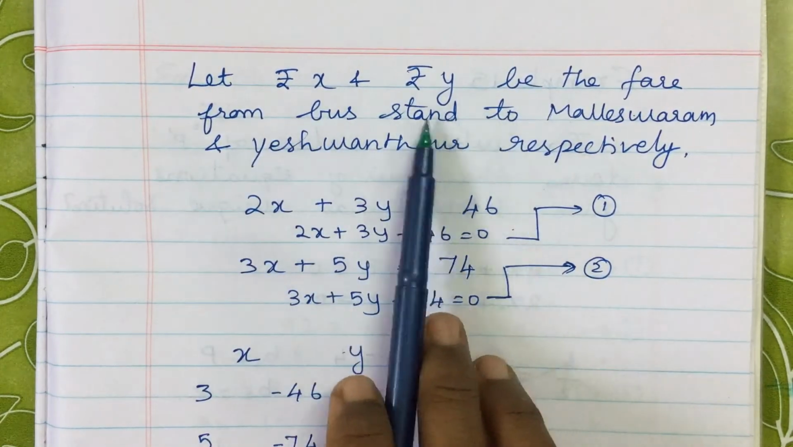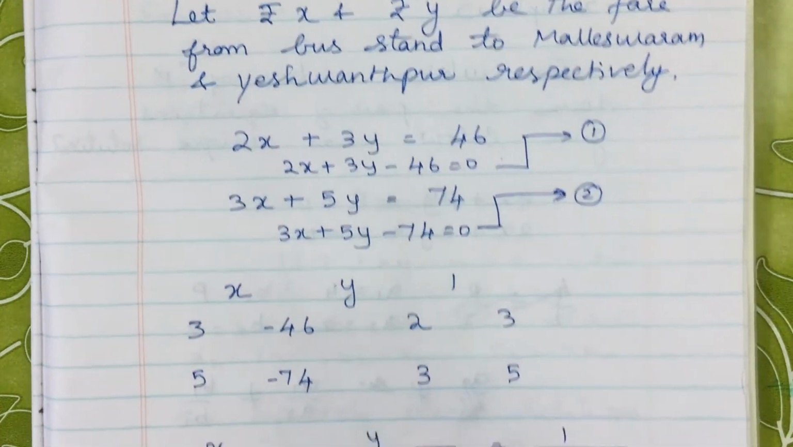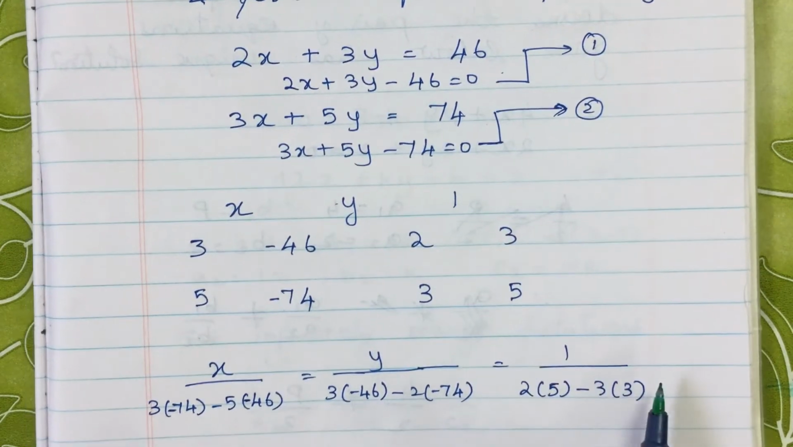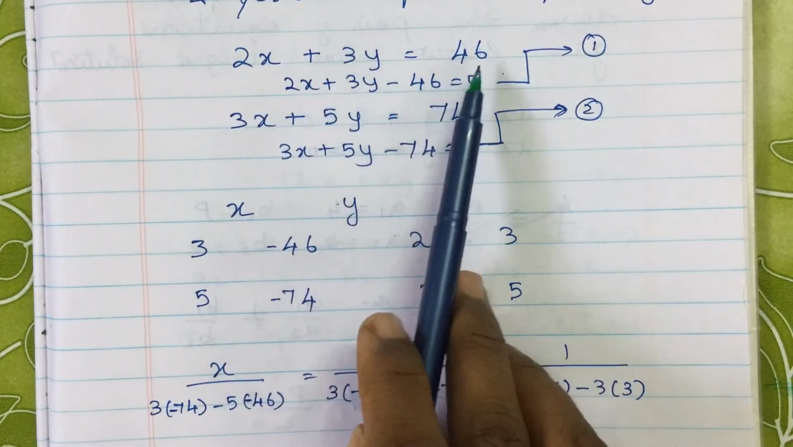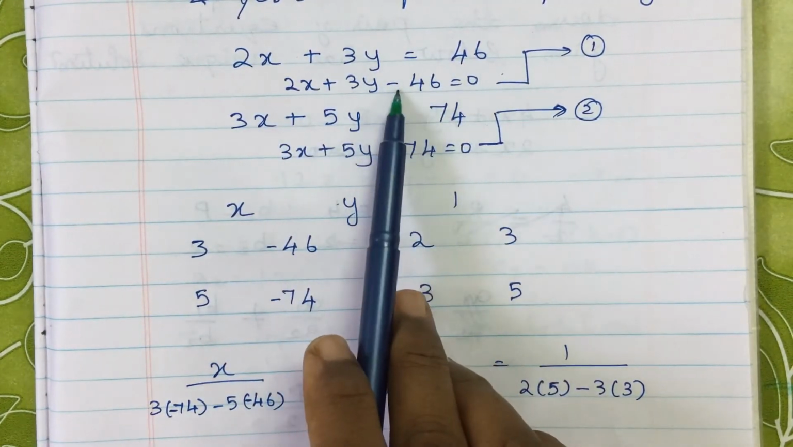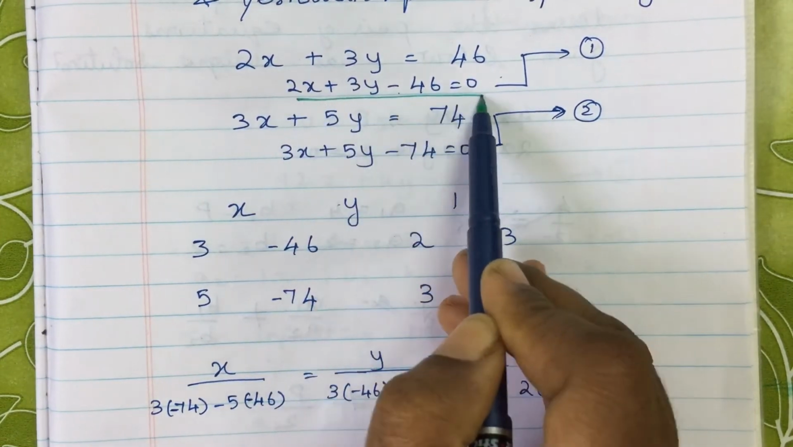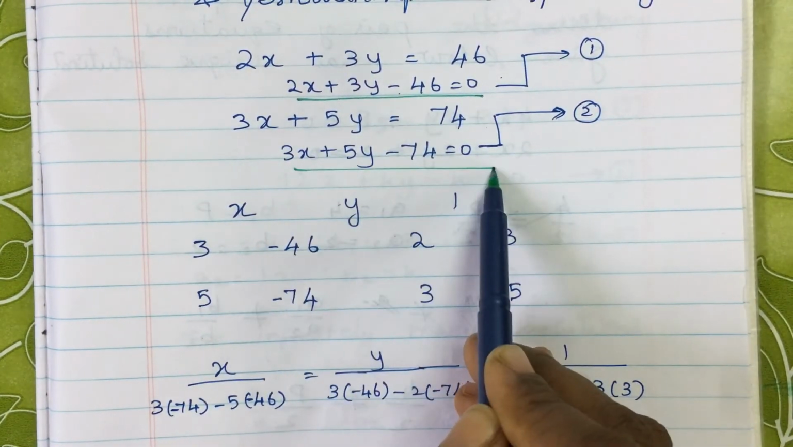So whatever I said, I have written it here. I have assumed x and y as the fares. Then I ended up writing the equations 2x plus 3y equal to 46. I brought this 46 to the other side. So this is my first equation and this is my second equation.